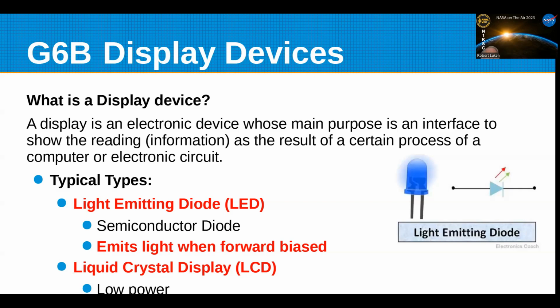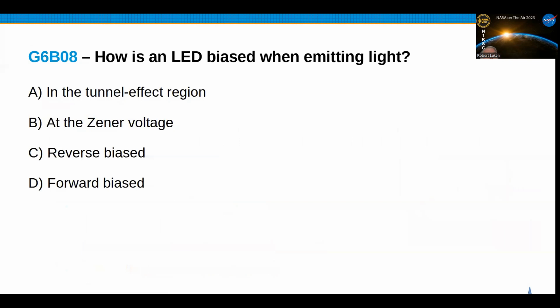Basically, for the light emitting diode, you need to know that it emits light when it's forward biased, and that liquid crystals require ambient or backlight to see. So how is an LED biased when emitting light? Delta. There's no tunnel effect, and we're not in the Zener voltage range. That would be when you reverse polarity. Forward bias.